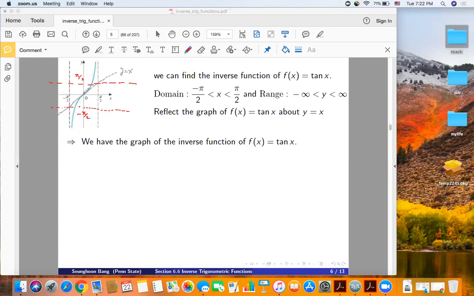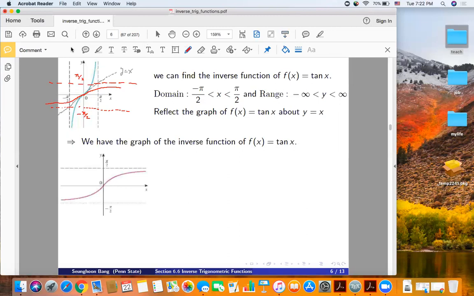The next, reflect the graph of f of x about y equals x. We have this graph. The graph is like this. So the inverse of f of x has this notation: inverse tangent of x, arc tangent of x. The domain is minus infinity to infinity, and the range is minus pi over 2 to pi over 2.